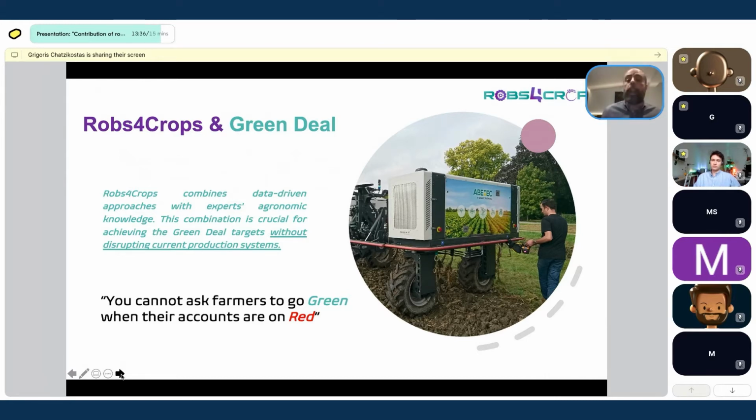It's not realistic to go to farmers and tell them to invest huge amounts. As a friend of mine says very often, you cannot ask farmers to go green when their accounts are in the red. So our biggest concern here is to make technologies that are socially and financially acceptable by the end users, which are the farmers in our case.